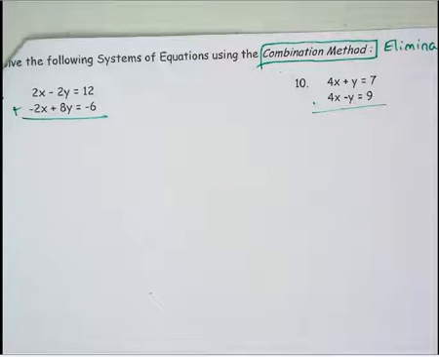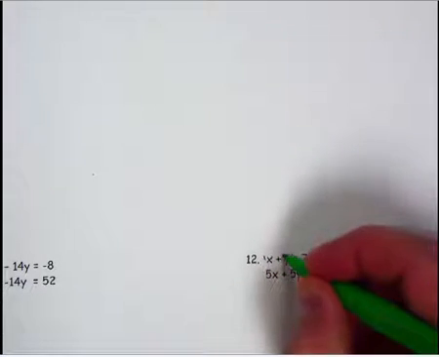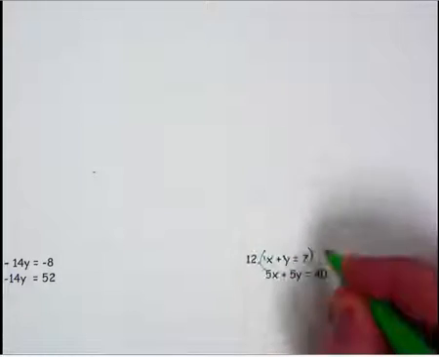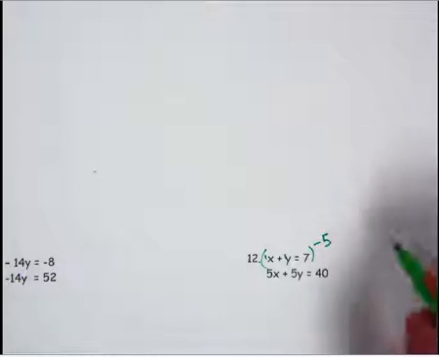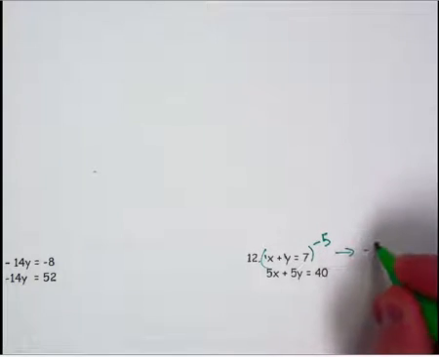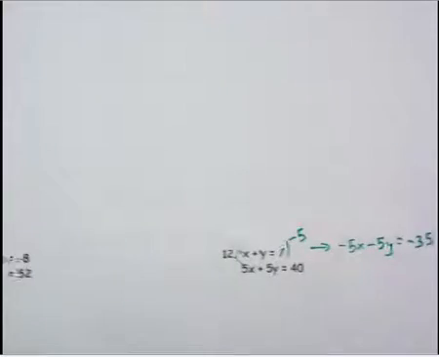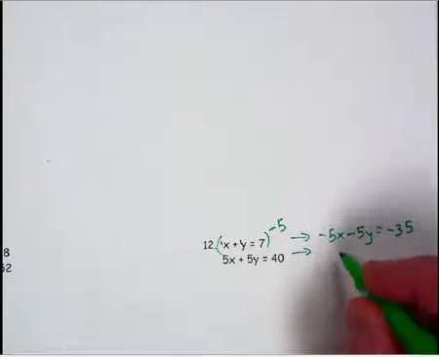If I look at number 12, I don't see exact opposites. So that's not good. But what I do see is that these are both 1s in front of there. And if I were to take and multiply this top equation by -5, that would make it so that I would have exact opposites. To demonstrate, I would have -5x minus 5y equals -35. Notice that I multiplied everything in the equation by -5. The bottom equation can stay just like it is.